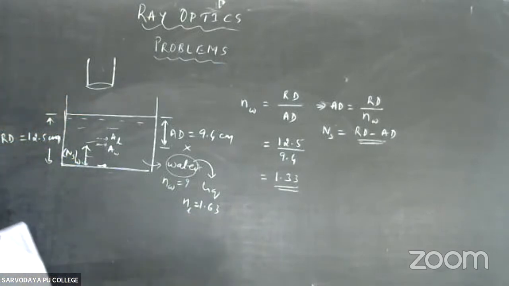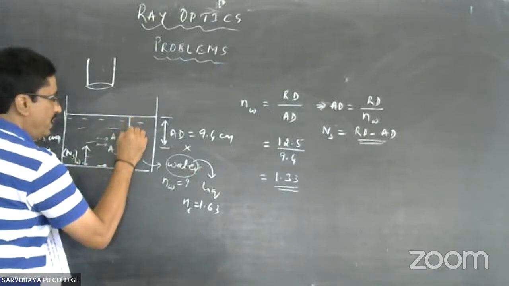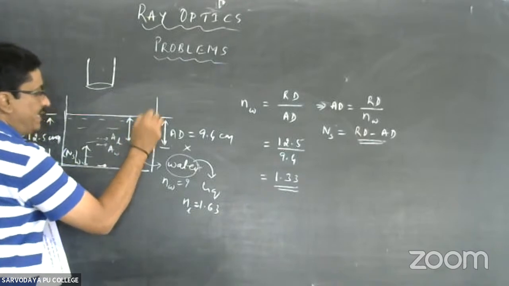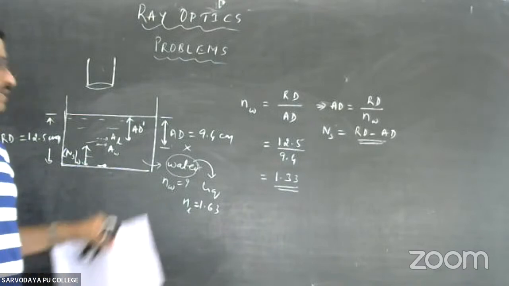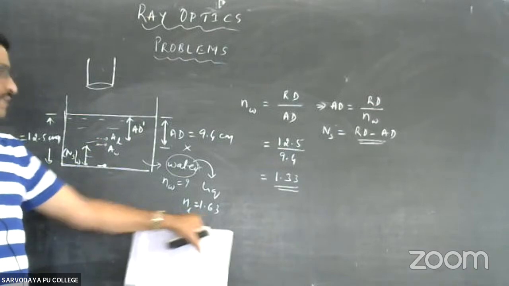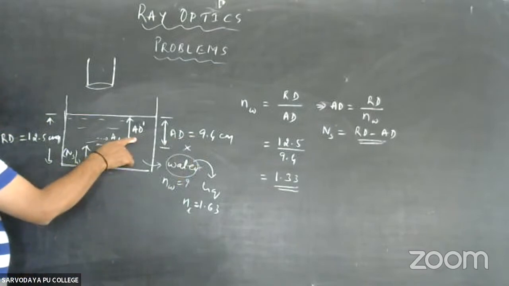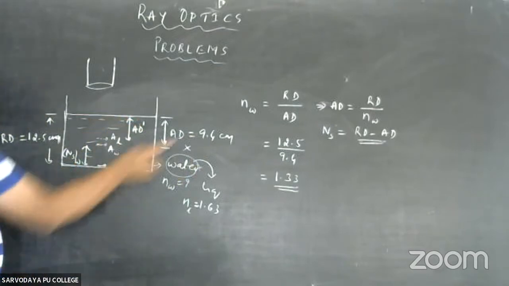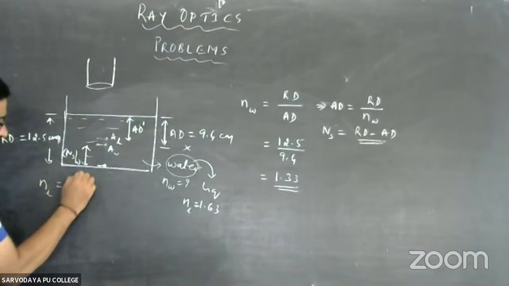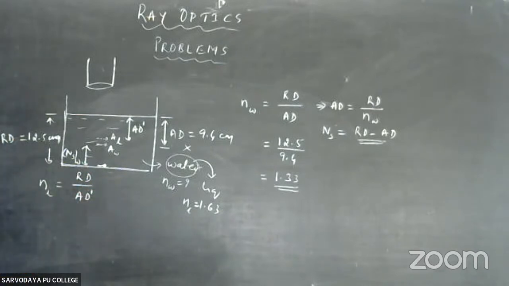Therefore, real depth is the same in both the cases. But the apparent depth corresponding to the given liquid I consider as AD dash. AD dash is the apparent depth corresponding to liquid of refractive index 1.63. This is the apparent depth corresponding to water, which I have taken. Now, similar to that one, here I can write again the formula. Refractive index of the liquid is equal to real depth by apparent depth dash. So this is the one.